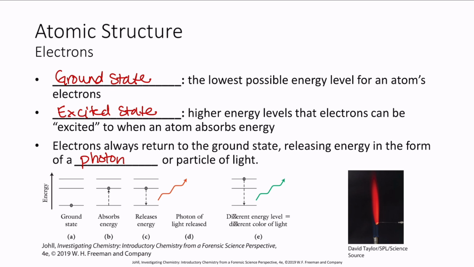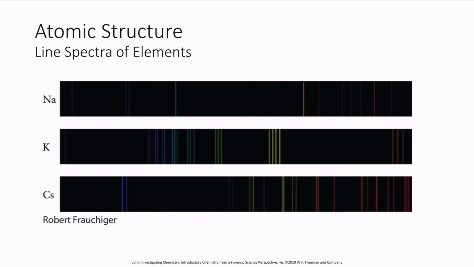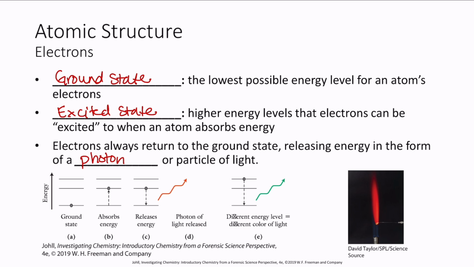Now, if the electron gets excited up to a different energy level, it's going to give off a different photon. So that's why in these line spectra, we see all these different lines, because those are the different electrons relaxing back down to the ground state from the different energy levels. And this is actually how a laser works.